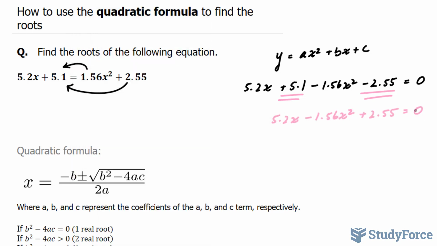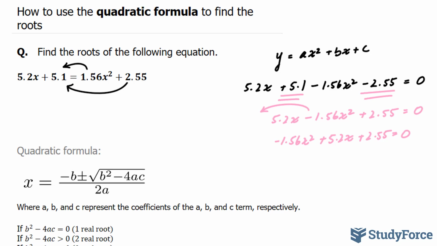Notice that our quadratic is starting to look like the one we have here. The only difference is that we need to move this term to the front and this term becomes second, where we end up with negative 1.56x squared plus 5.2x plus 2.55 is equal to 0. Notice that when I made this little switch, I didn't change the sign. You only change the sign when you move the term to the other side.